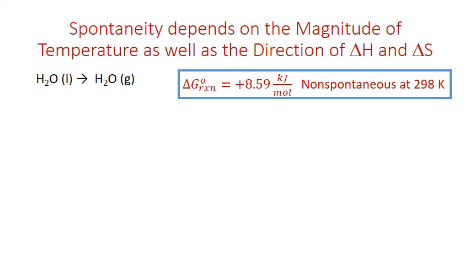This is a common scenario. For many processes, the spontaneity is temperature dependent. Get the temperature into the right range, and the reaction will move forward.